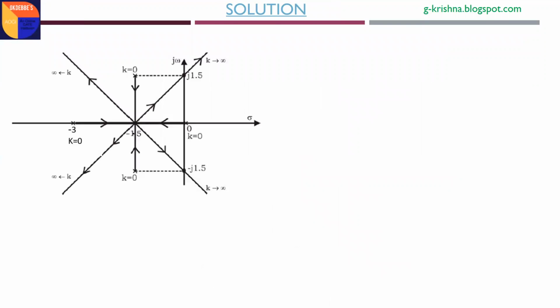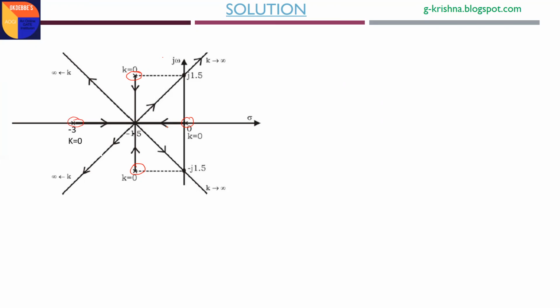So this is the root locus diagram given. In this diagram, they are asking what value of K is required to get the negative feedback system time response non-oscillatory. First of all, for K equal to 0, the 4 closed loop poles are nothing but the open loop poles only. They are given as 0, minus 1.5 plus j1.5, minus 1.5 minus j1.5, and minus 3.